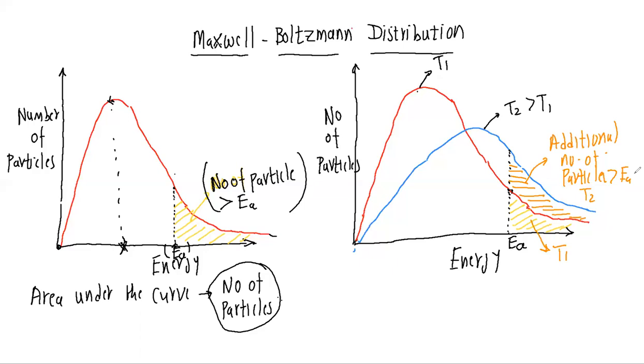This is one of the best explanations to understand the impact of temperature on the speed of any reaction. That's why the Maxwell-Boltzmann distribution is very, very important from the understanding point of view, and some direct questions are asked from this topic. So I hope this is quite clear.